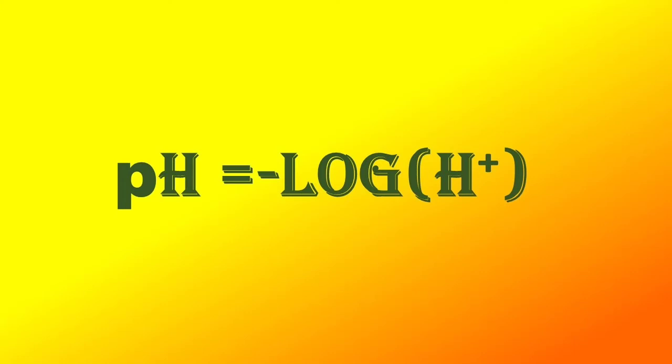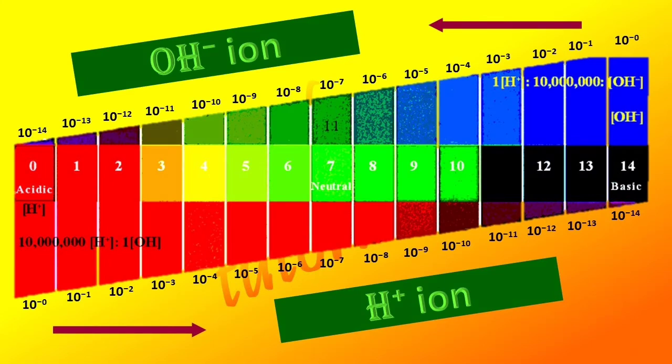Observe the following. Mathematically, it is termed as pH equals minus logarithm of the concentration of H plus ions. Observe the table here. Variation of pH with the change in concentration of H plus ions and OH minus ions is shown. As the pH value increases, H plus ion concentration decreases, and OH minus ion concentration increases. At 7, both H plus and OH minus ion concentrations are equal and the solution is neutral.